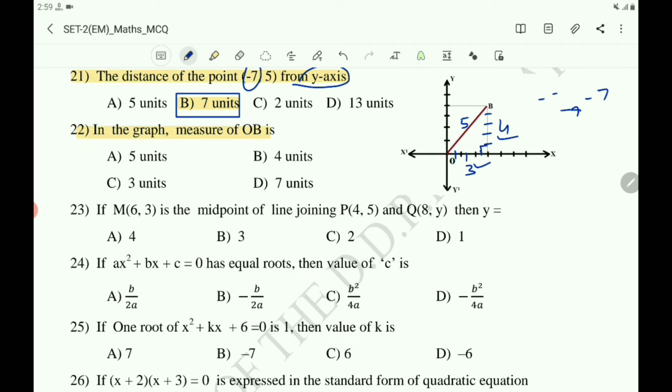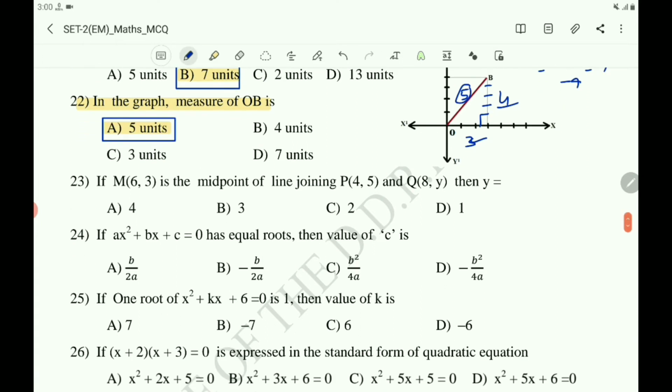You know that this is perpendicular. So by applying the Pythagoras theorem, this OB is the hypotenuse. So if it is 4 and it is 3, then it is 5. That is according to the Pythagorean triplet, 3, 4, 5. You must know this, or otherwise we have to use the Pythagoras theorem. If you know the Pythagorean triplet, directly you can get the answer. If 3 and 4 are there, it must be a right angle triangle, and the third must be 5. So option A, 5 units, is the answer.